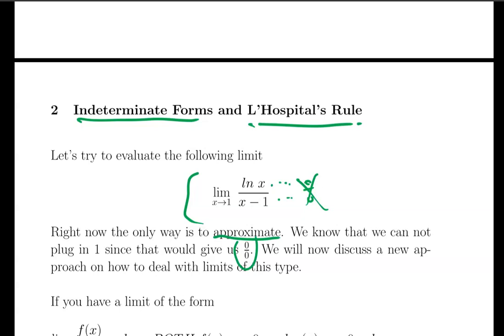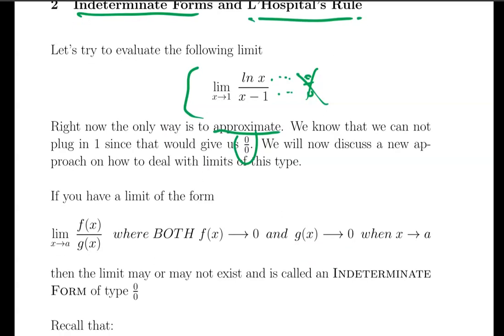You can't put 0 in the denominator. But when both the top and the bottom are getting small, as in this case, this is what's actually called an indeterminate form. So if you have a limit of the form f of x over g of x, where both f and g are going to 0, the limit then may or may not exist, and it's called an indeterminate form of type 0 over 0.